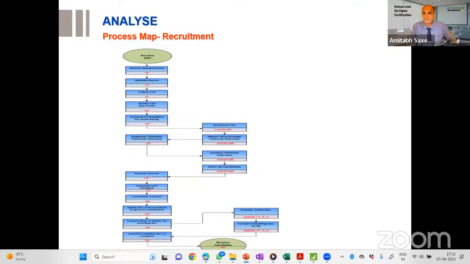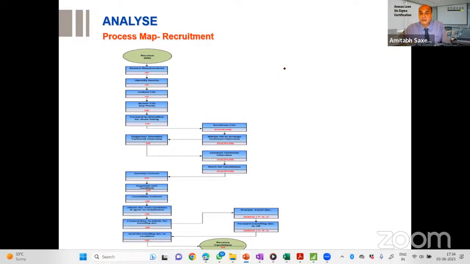We generally make a process map of all the steps, all the possible steps which I can think of, in the detailed way when I'm recruiting. And then each and every step I evaluate whether it is value added or non-value added, VA and NVA. Value added and non-value added items is something which generally is based on, as I told you, the 7 or 8 wastes.